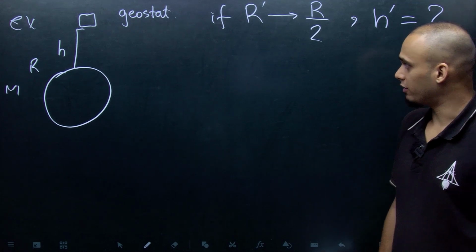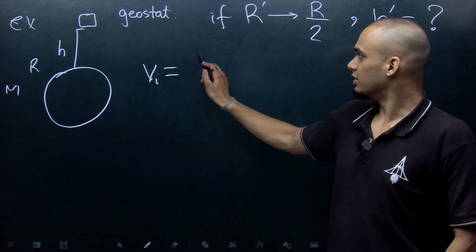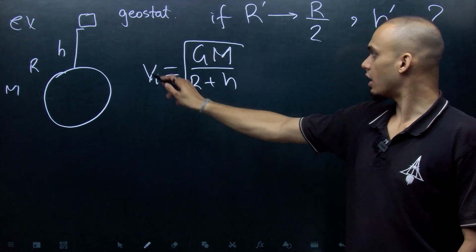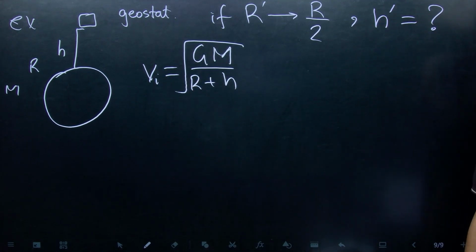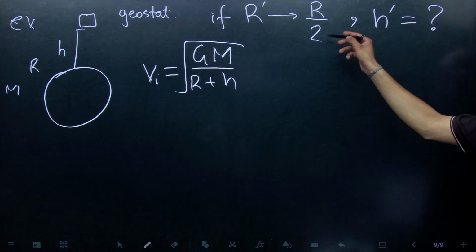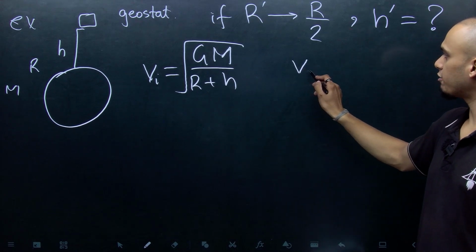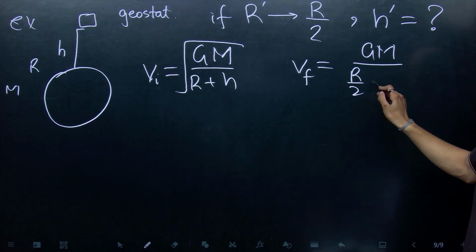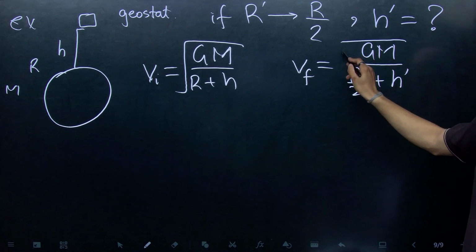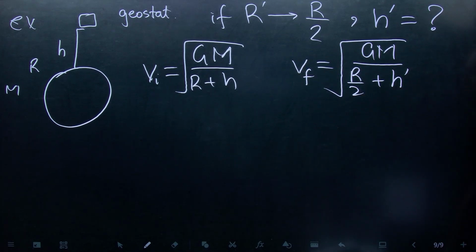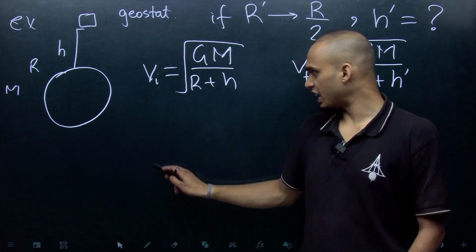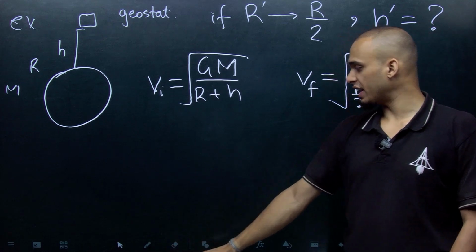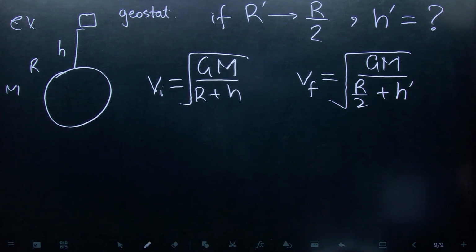So the initial speed of the satellite was V initial equals under root of GM upon (initial radius plus initial height), and if the radius shrinks by half, then the final speed will be under root of GM upon (this half radius R by 2 plus the new height h dash), right? h dash is the height after the radius shrinks, from the surface, and since the radius has shrunk to half, the total radius of the orbit will be R by 2 plus h dash.